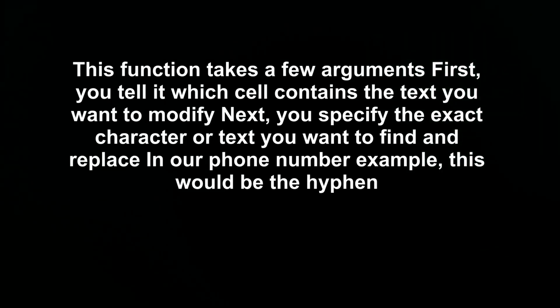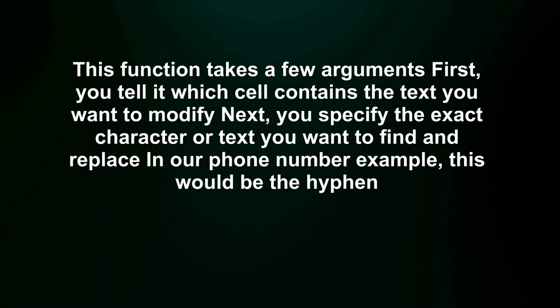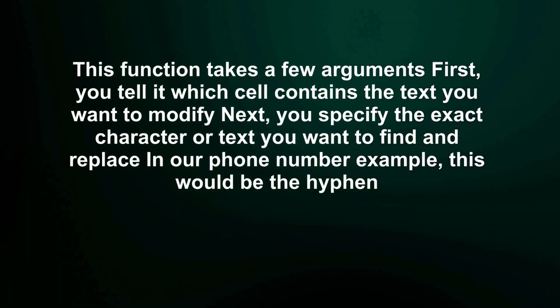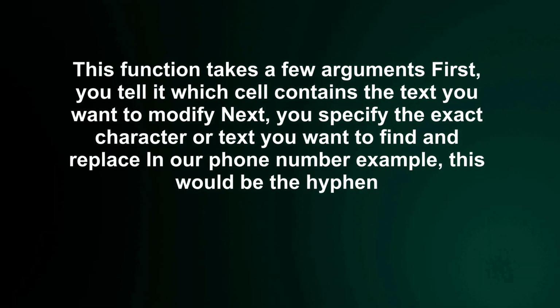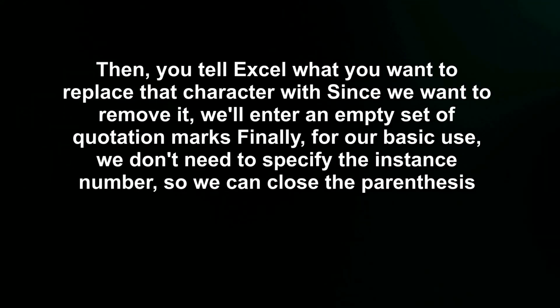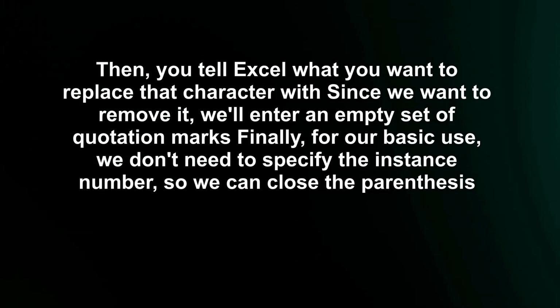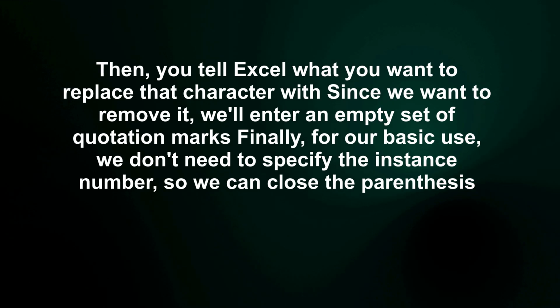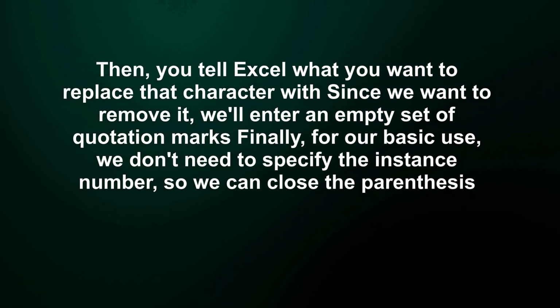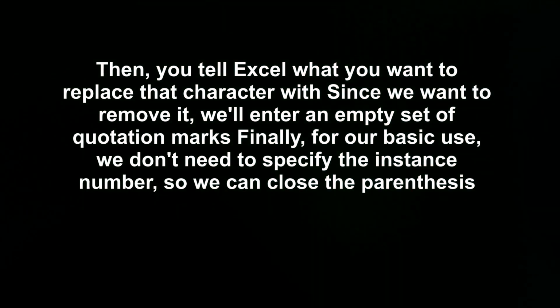This function takes a few arguments. First, you tell it which cell contains the text you want to modify. Next, you specify the exact character or text you want to find and replace. In our phone number example, this would be the hyphen. Then, you tell Excel what you want to replace that character with. Since we want to remove it, we'll enter an empty set of quotation marks. Finally, for our basic use, we don't need to specify the instance number, so we can close the parenthesis.